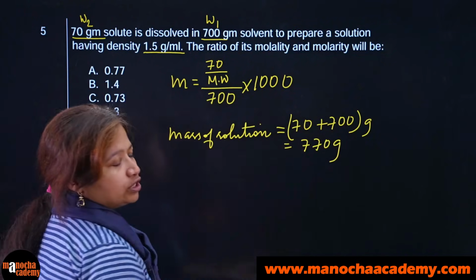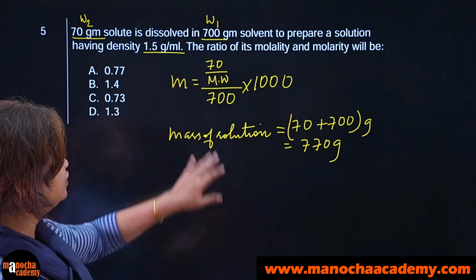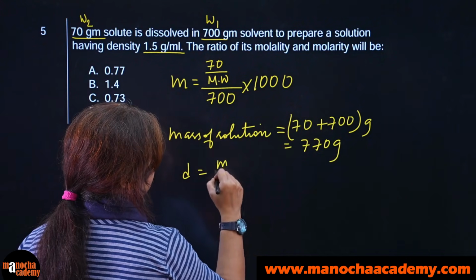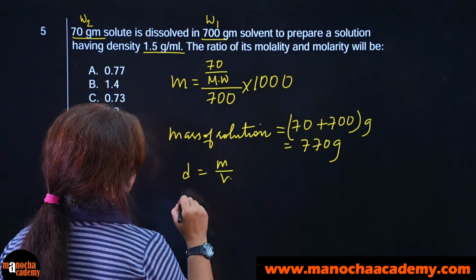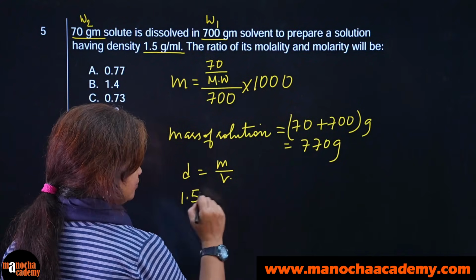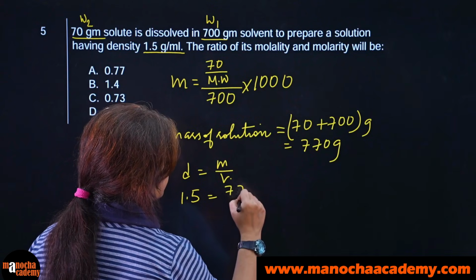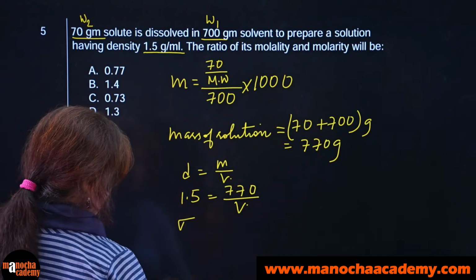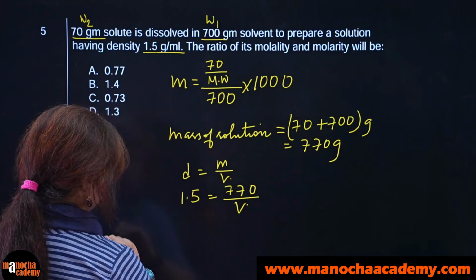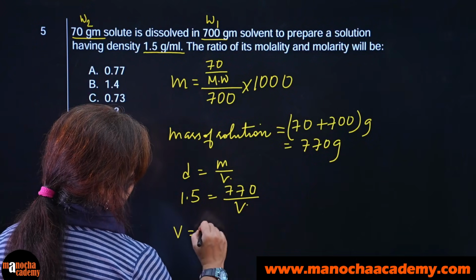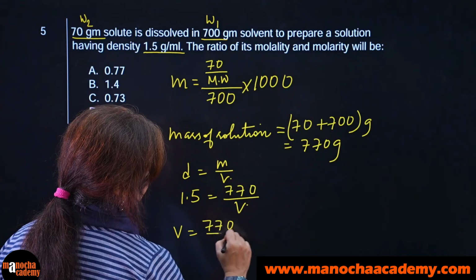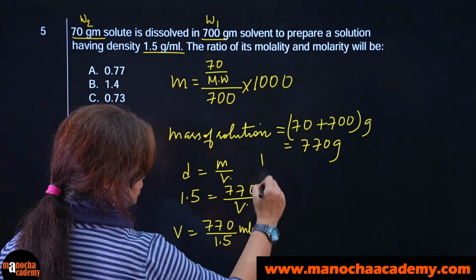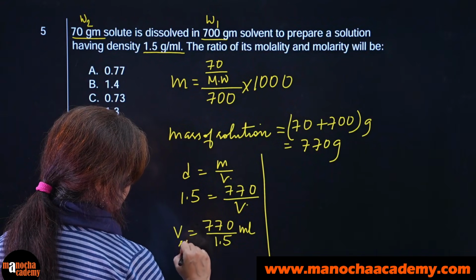Now we have to convert to the corresponding volume of the solution, and we have the density term out here that we'll use. So density equals mass by volume. Density given to us is 1.5 equal to mass, which we know as 770, by volume. Right? So volume becomes 770 by 1.5 ml. This is the volume of the solution.